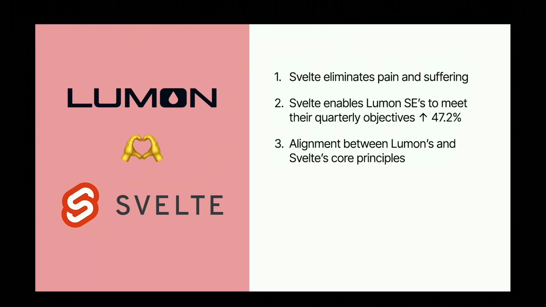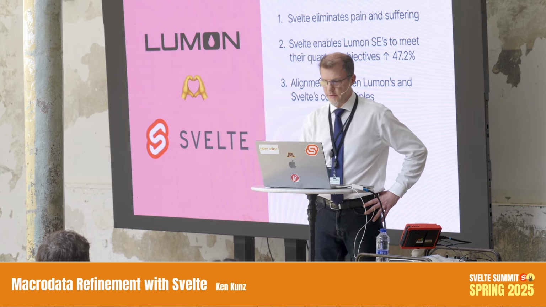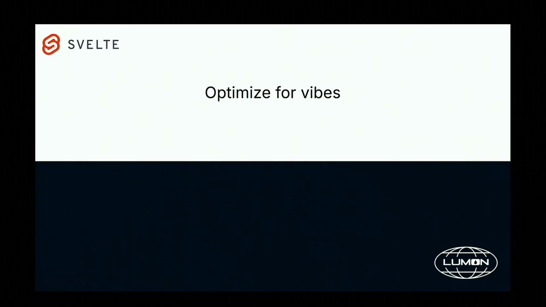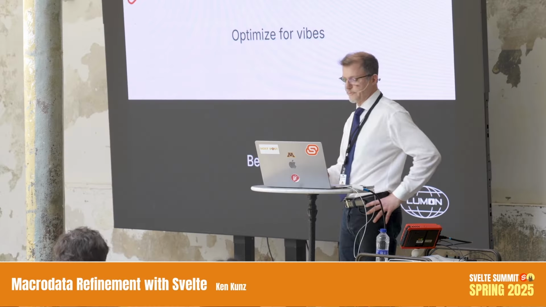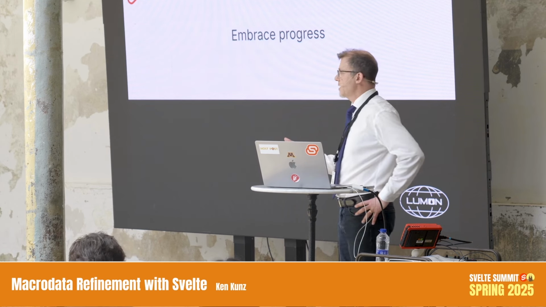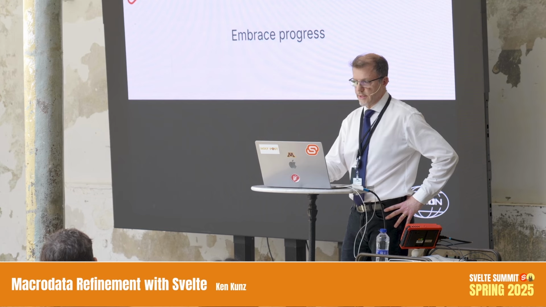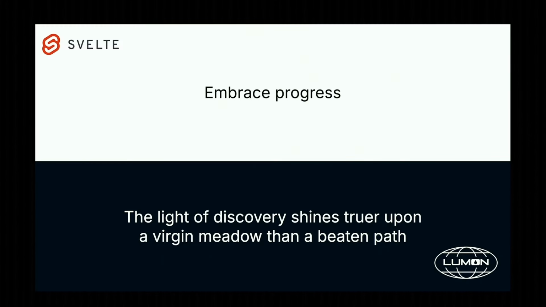We found there to be very strong alignment between Lumen's and Svelte's core principles. Now, I'm detecting maybe a hint of skepticism in the room around this one, so let me see if I can convince you. First off, Svelte optimizes for vibes. As our founder, Keir Egan, stated, be ever merry. Svelte embraces progress. And as Keir Egan said, the light of discovery shines truer upon a virgin meadow than a beaten path. Svelte, especially Svelte 5, we believe in it. It's magical, but not magic.